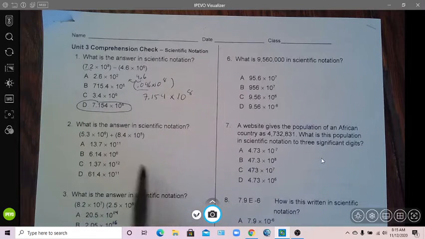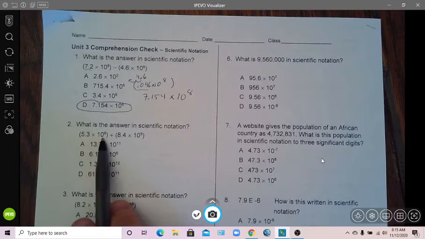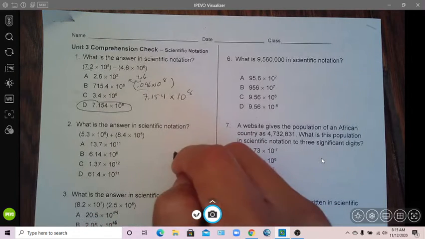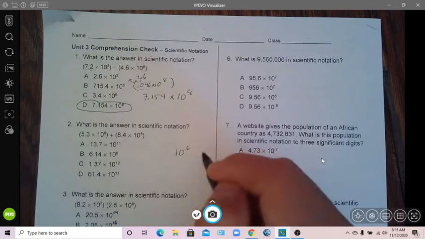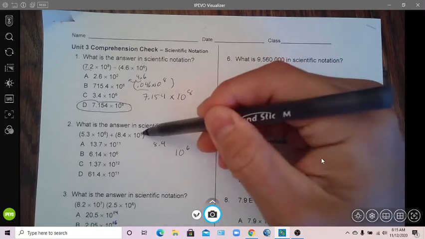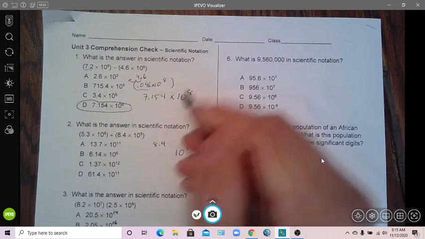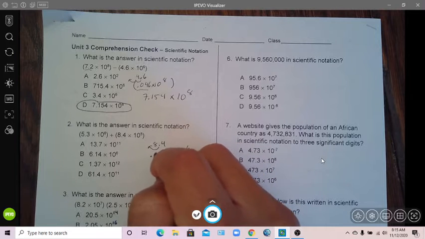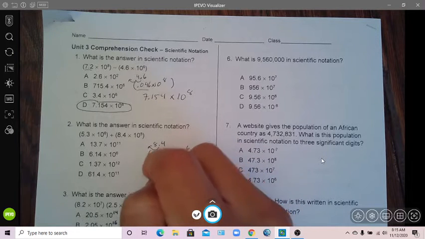Alright, for number 2, same issue here. It's addition. They don't have the same exponents. We're going to change it from 10 to the 5th to 10 to the 6th. The exponent got bigger. The decimal number has to get smaller, and this time just by 1. This is 0.84 times 10 to the 6th.